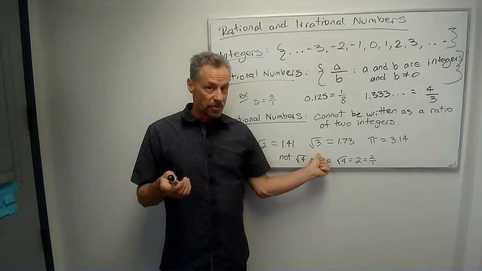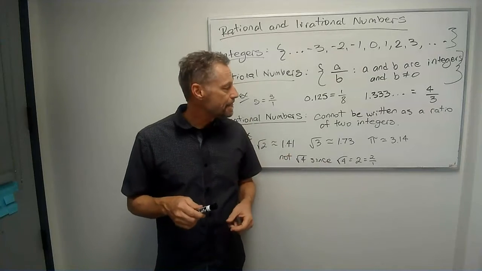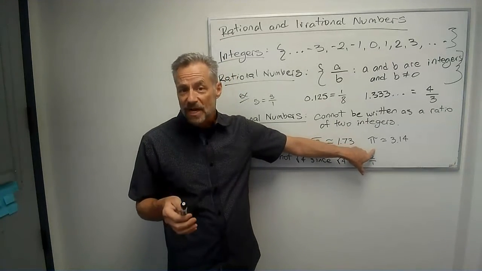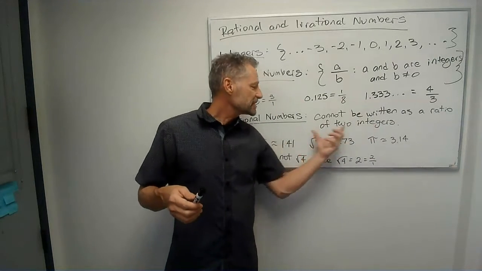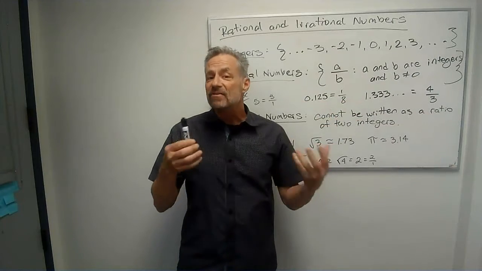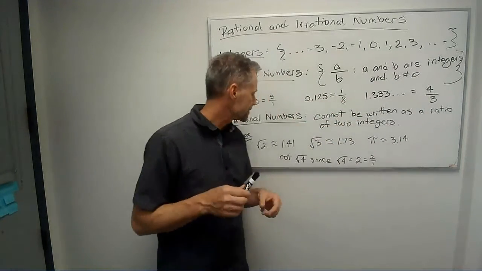The same with the square root of 3. It's approximately 1.73, but it's not exactly. The number pi is another common number we'll see as an irrational number. It's about 3.14, but just like these other two numbers, the decimal expands forever. It never ends. It never repeats. It just keeps going with no pattern.